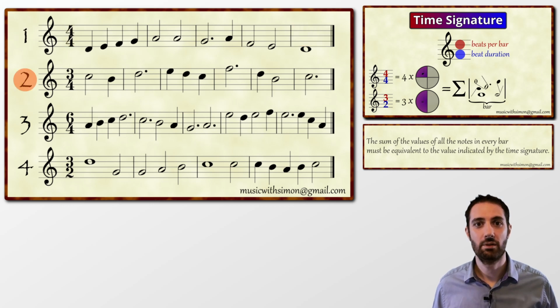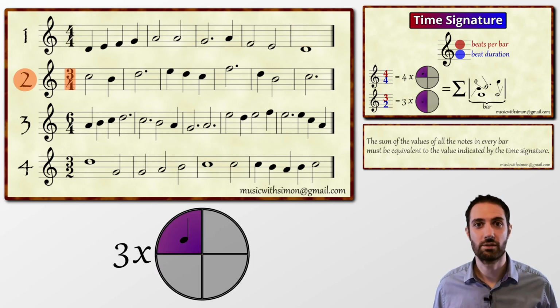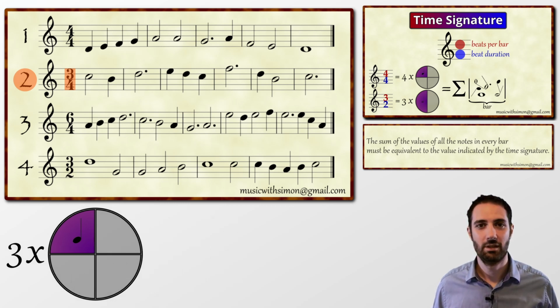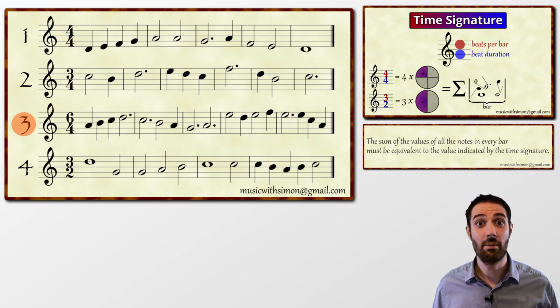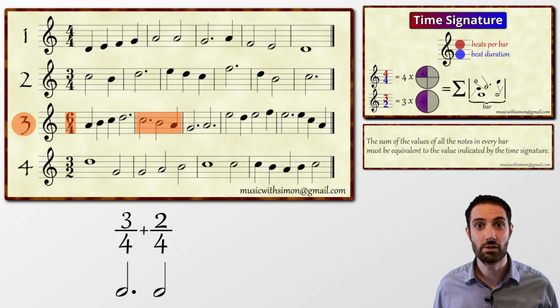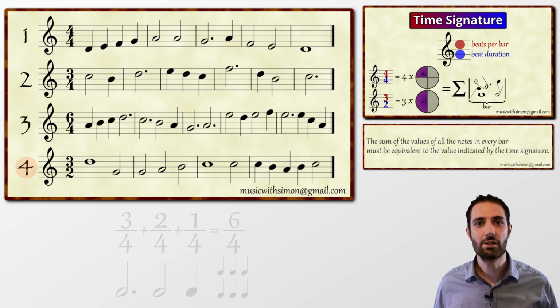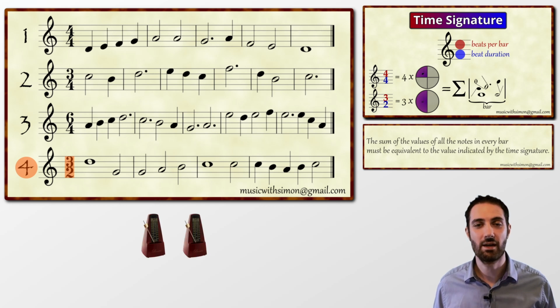In this example, the time signature is 3/4. Double check that the sum of all the values in every bar is indeed 3/4. In the third example, the time signature is 6/4. Look at bar 2. 3/4 plus 2/4 plus 1/4 is equal to 6/4. Very good. The last tune is in 3/2. Every bar contains 3 beats and this is 1 beat.